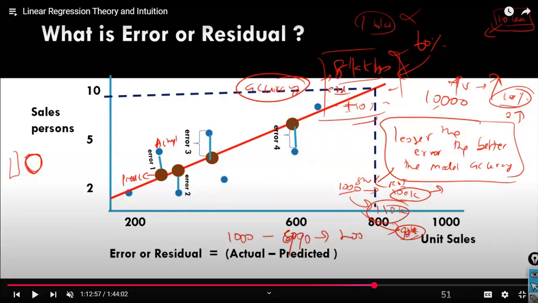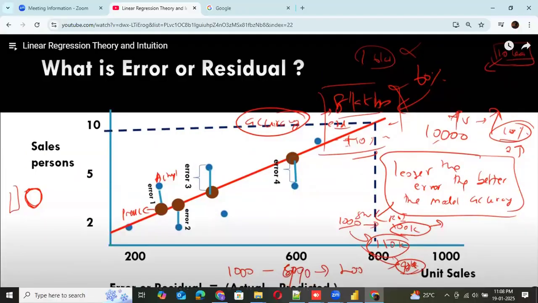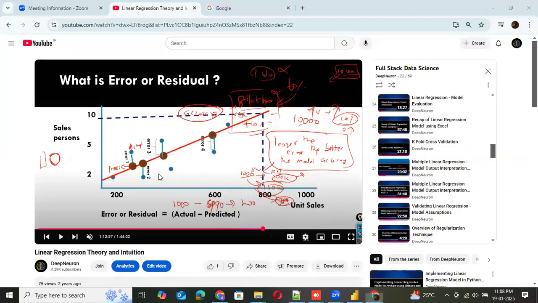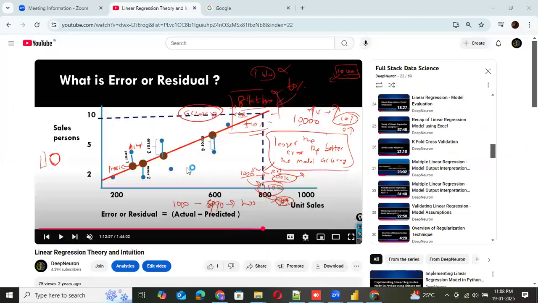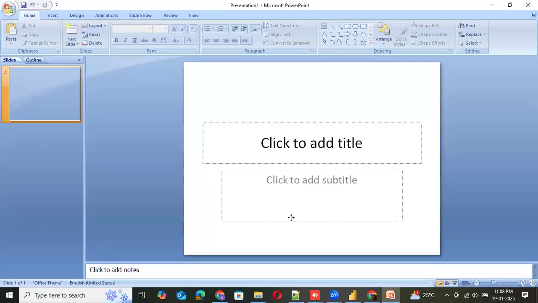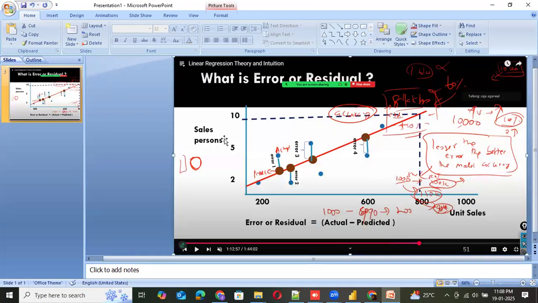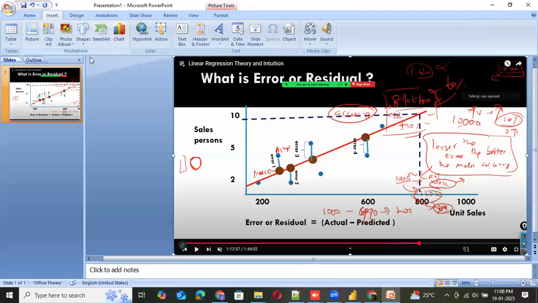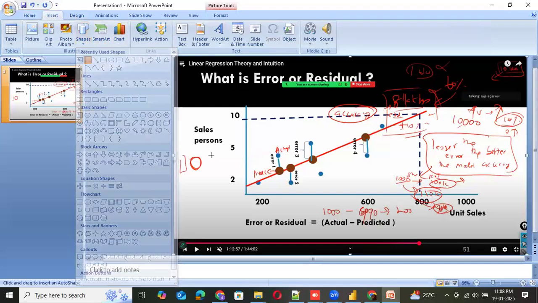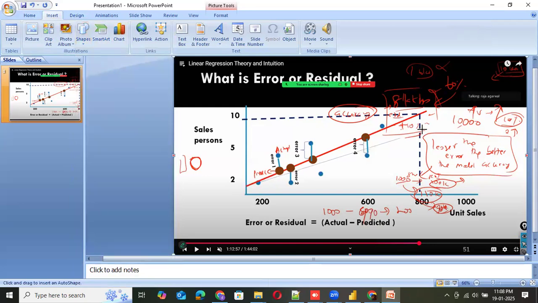Okay, I'll do one thing. I'll just take the screenshot of this one. I will put it in a PowerPoint. So instead of drawing a straight line here, for example, I'm going to insert a line here. I draw a line somewhere to here, right? What will happen?